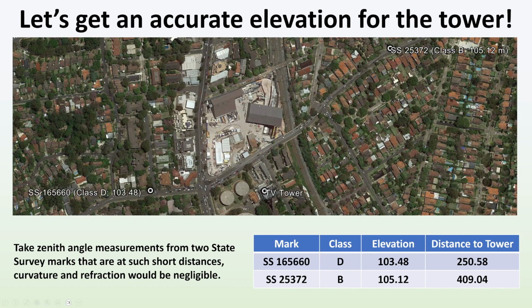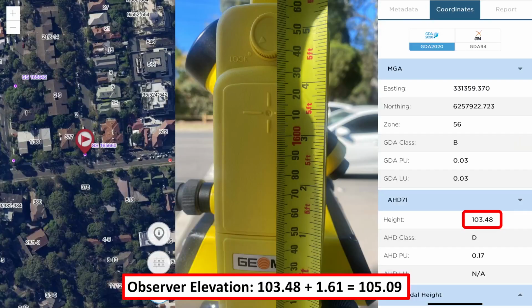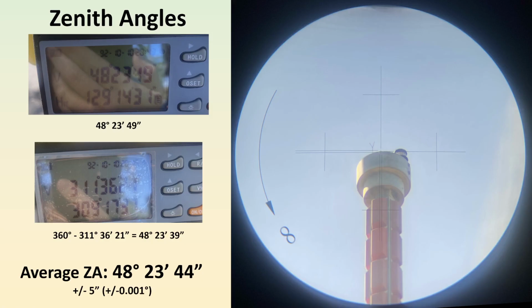All right, so here are the 2 marks in question. SS 165 660, which is about 250 meters from the tower, and SS 25372, which is about 400 meters away. So here I am with my theodolite set up over the closest benchmark, and if you download the New South Wales Survey Marks app from the App Store, you can see that this mark is 103.48 meters above sea level, and with my theodolite 1.61 meters above that, I get an observer elevation of 105.09 meters.